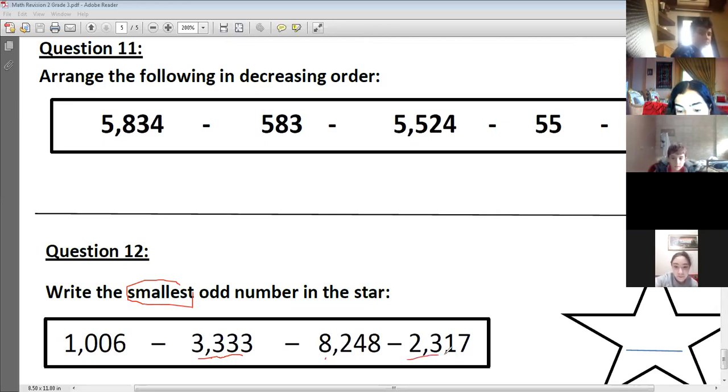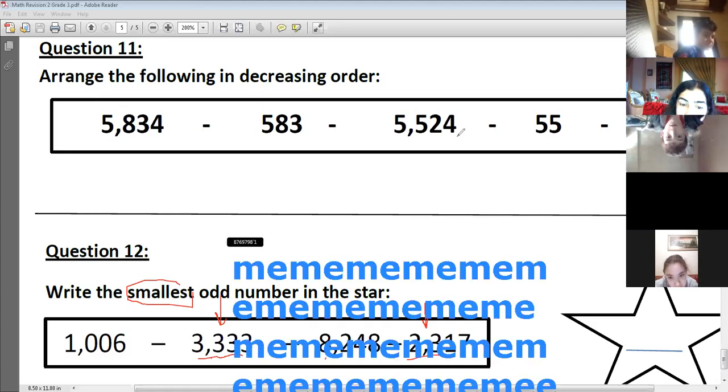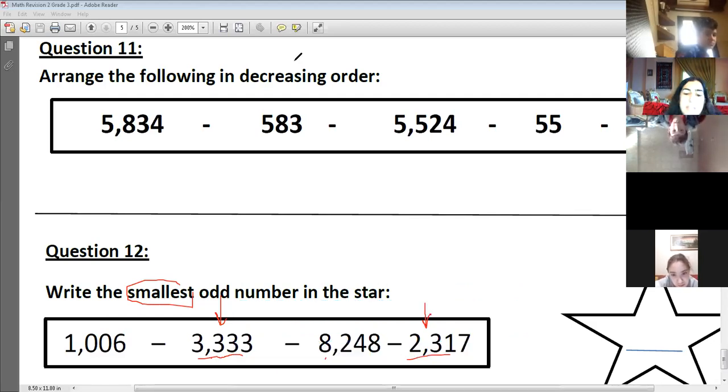Which one is the smallest? This one or this one? Which one is the smallest number? 2317 is the smallest. Please stop writing on the screen. So, Jude, which one is the smallest odd number? Read it for me, yalla. 2317. Excellent. Can I write it in the star? Yes, you can write it in the star.